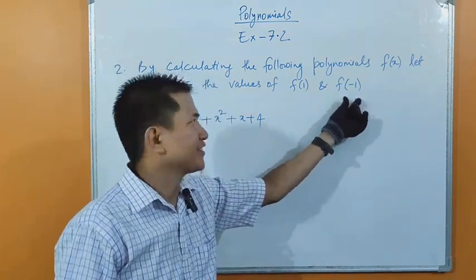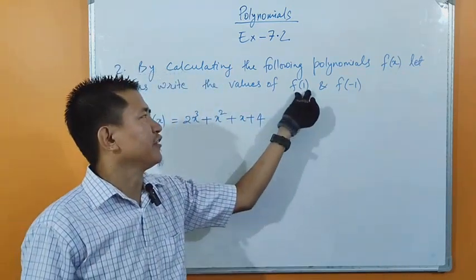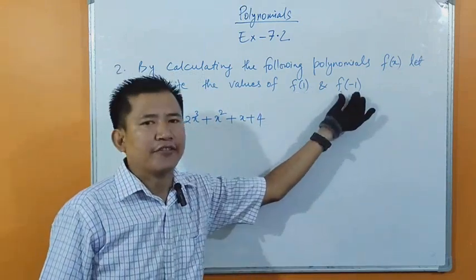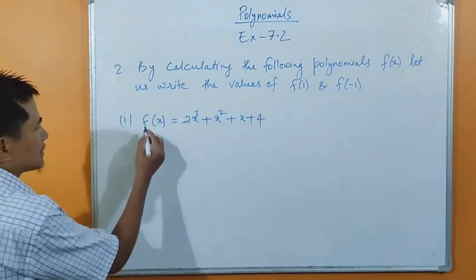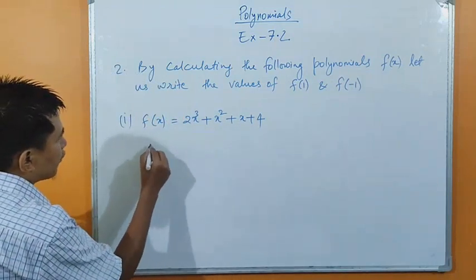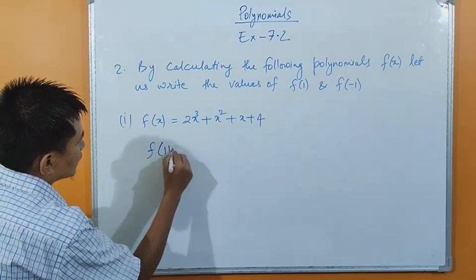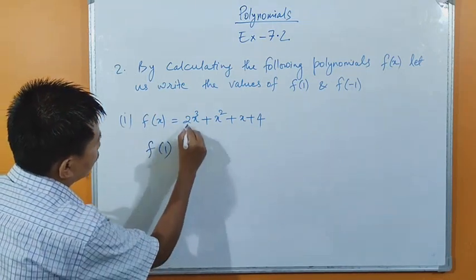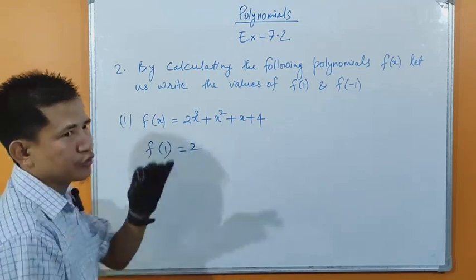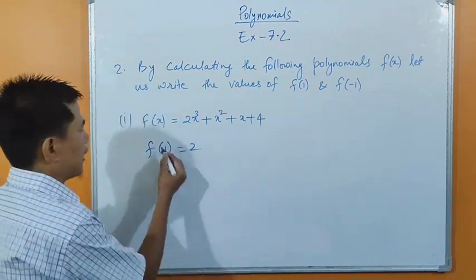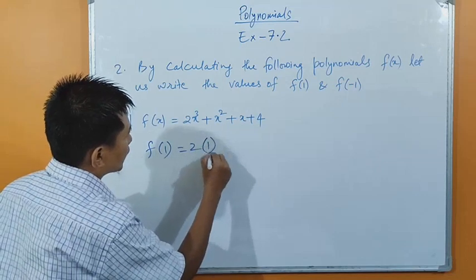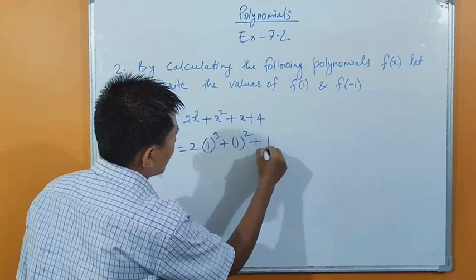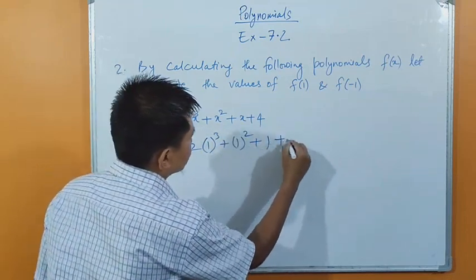I hope you got this. So first we will find the value of f(1), and then we will find the value of f(minus 1). Let's go. Since f(x) is this, f(1) is, let me write clearly, instead of x we need to write 1. f(1) means 2 times 1 cubed plus 1 squared plus 1, this is x, plus 4.